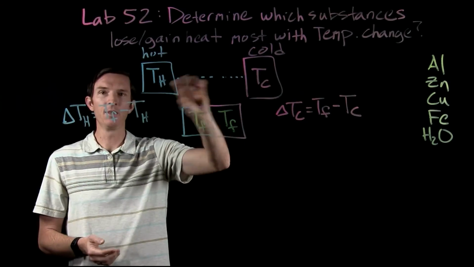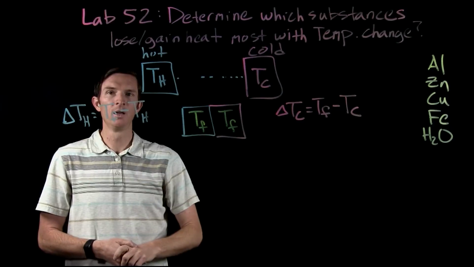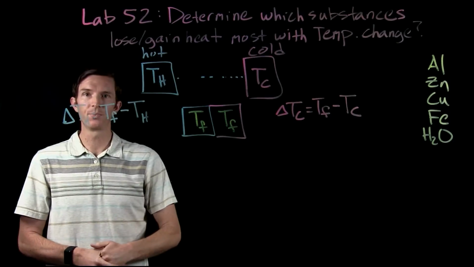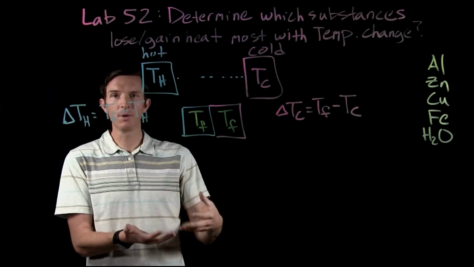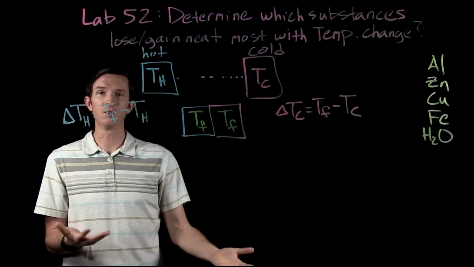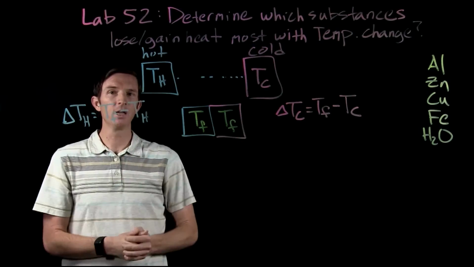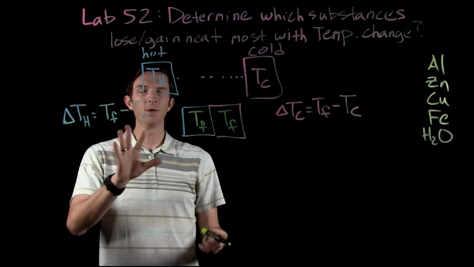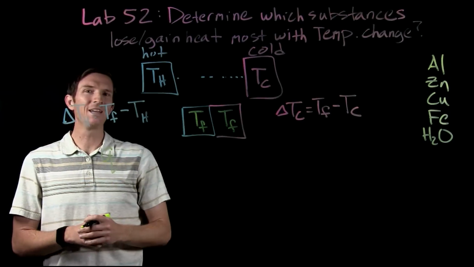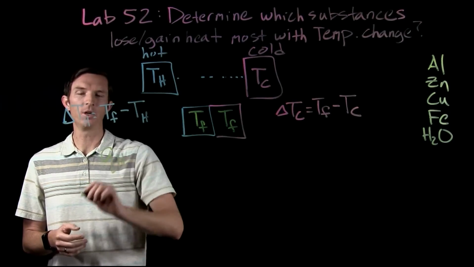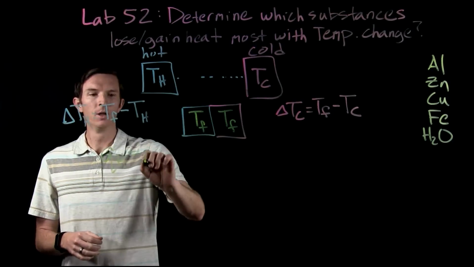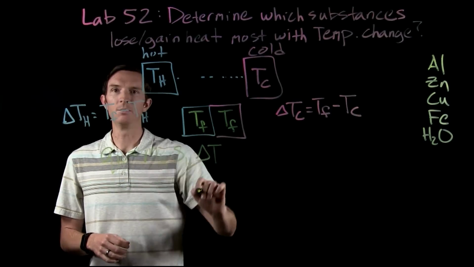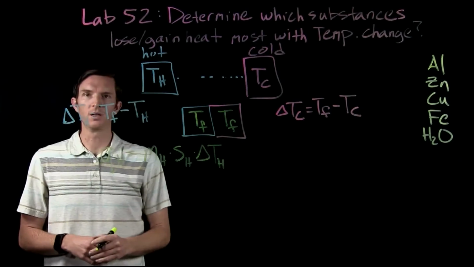But these are things that we can measure in a lab. We can measure the temperature they start at, and we can measure the temperature they end up at. But we want to indirectly measure how much heat they actually lose or gain. Remember, heat is a transfer of kinetic energy. We can measure changes of temperature, but we can't directly measure heat. So how do we measure the transfer of heat that goes on here? The amount of heat lost by our hot object is equal to the mass of that hot object times the specific heat of that hot object times the change in temperature that the hot object undergoes.